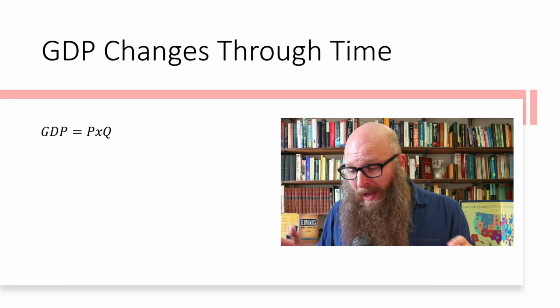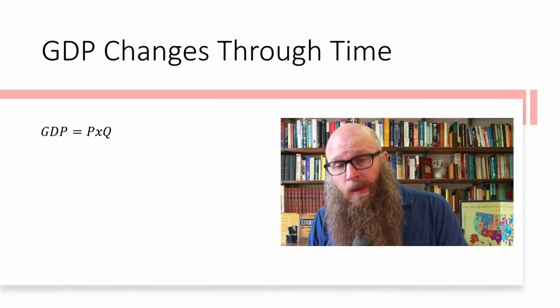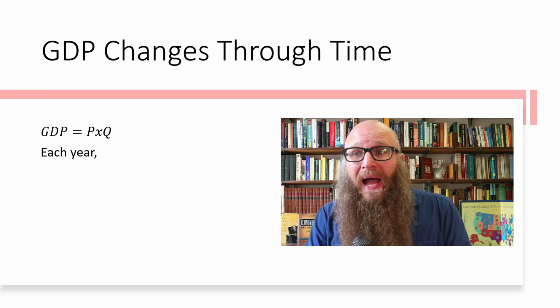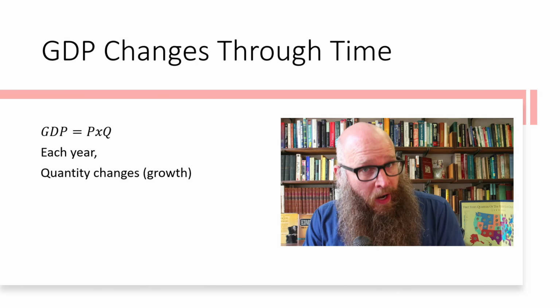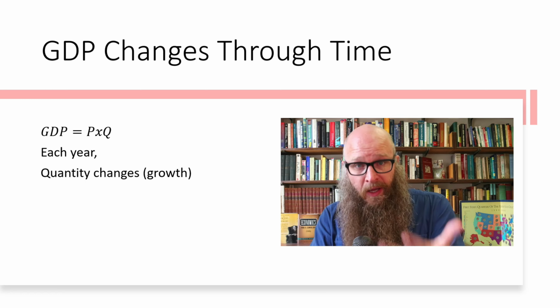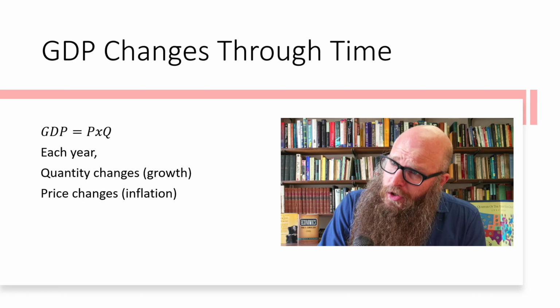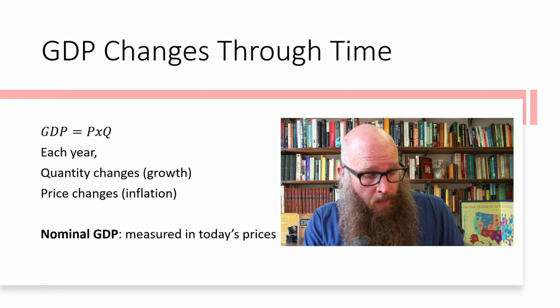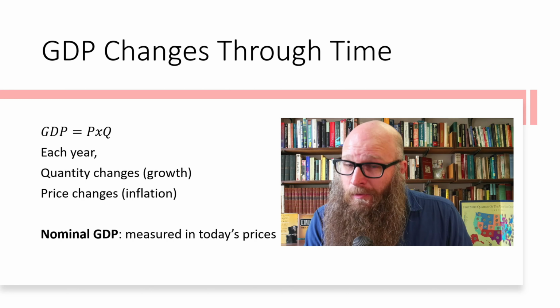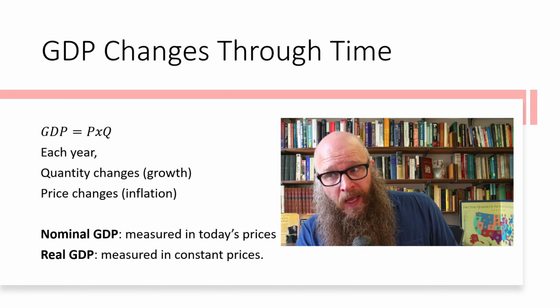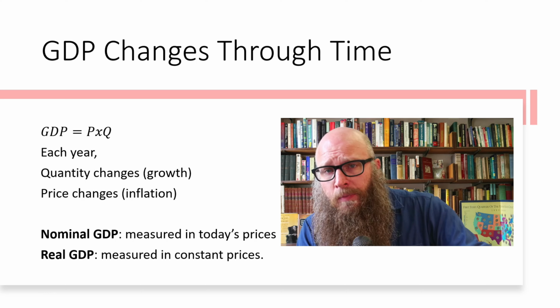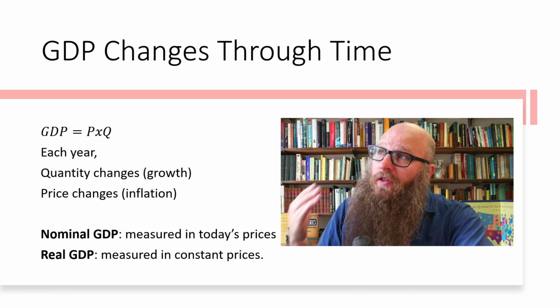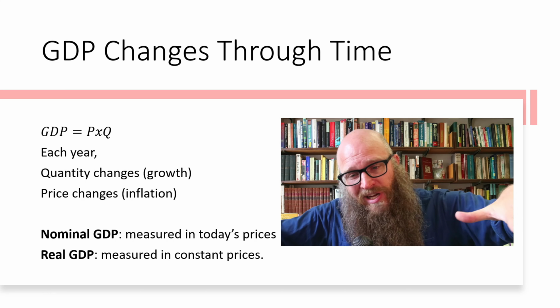How do you compare economies through time? Recall that we add up all the goods and services in the economy by multiplying them by their price. So as each year rolls along, the quantity is going to change. We're going to call this real economic growth, but the price is also going to change. We call this inflation. Nominal GDP is going to measure it in today's prices, whereas real GDP is going to measure it in constant prices.